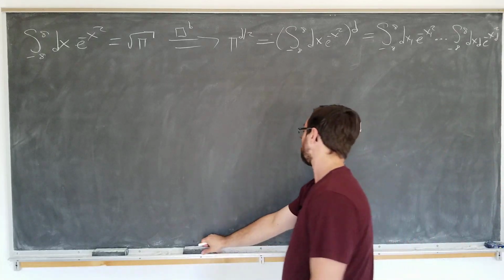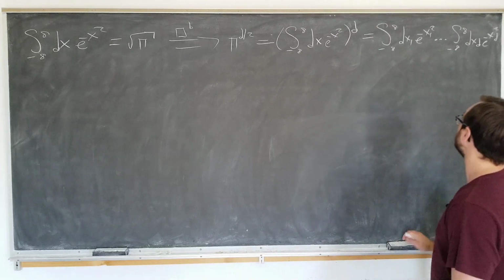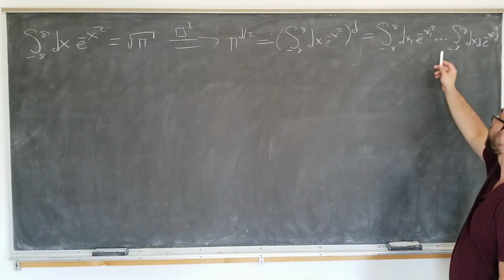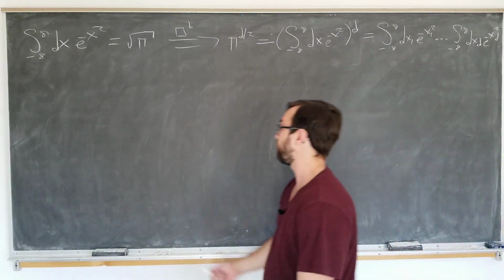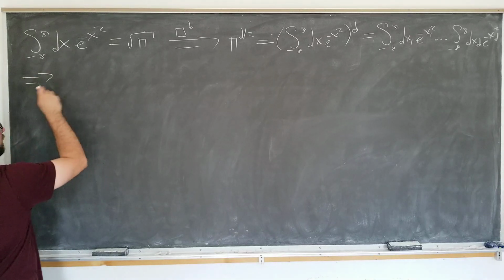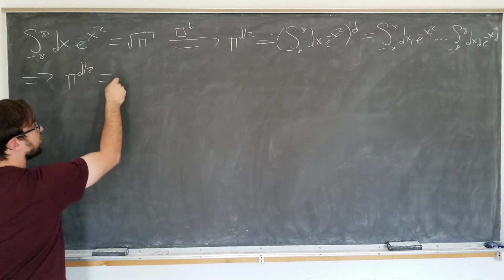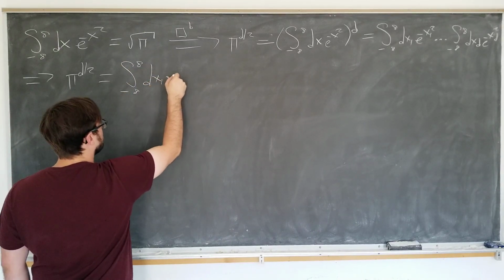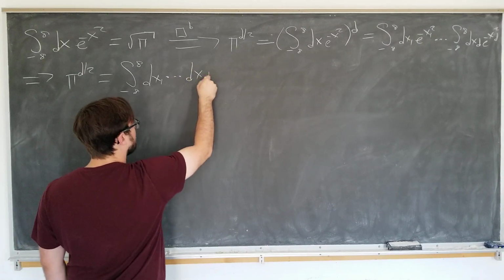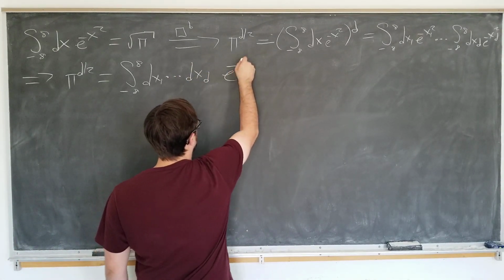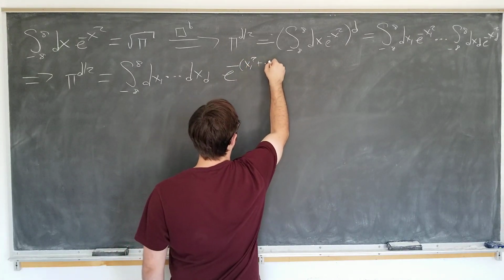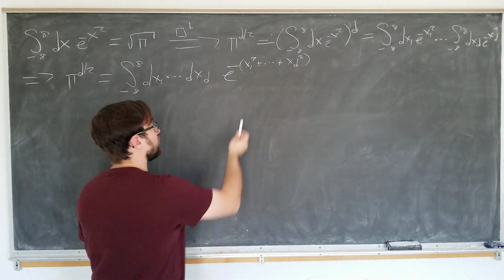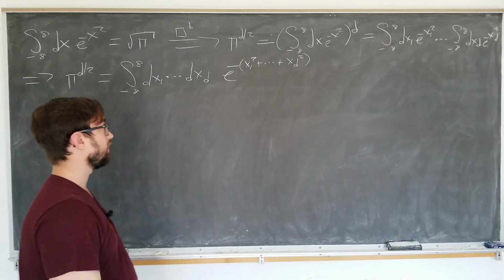And you can see where we're going with this. We can use the property of the exponentials to collect all the dx's together and then put the x squares all in one exponential. So we have pi to the d over 2 is now equal to, I'm just going to write one integral sign for clarity, but there are still d integrals happening here. And now we have all of the x's in the exponent. I'm just putting the ellipses to indicate there's x1, x2, x3, all the way to xd.